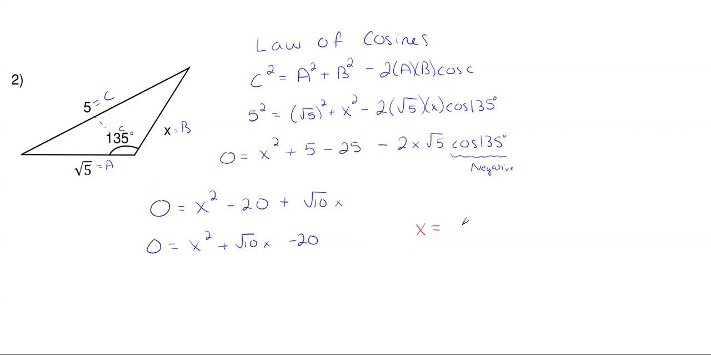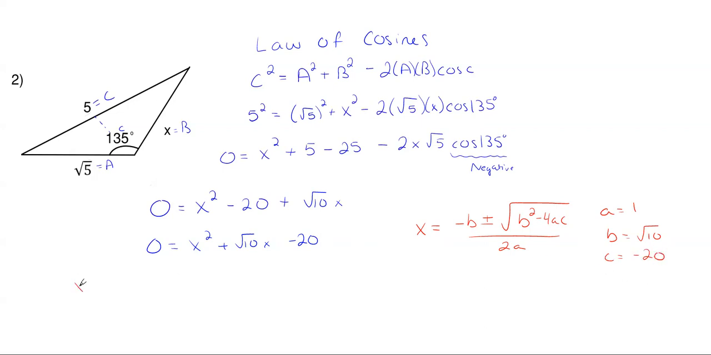So your quadratic formula would be x is equal to minus b plus or minus the square root of b squared minus 4ac all over 2a. Where my a would just be what's attached to my x squared, which is just 1. b would be what's attached to my x, which would be the square root of 10. And then c would be my last remainder here, which is minus 20.